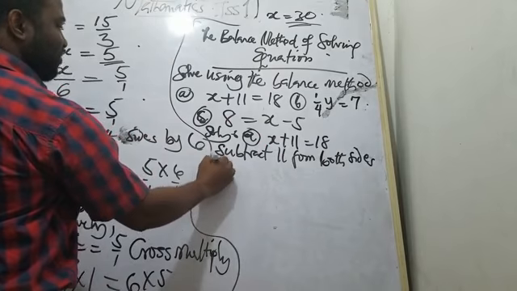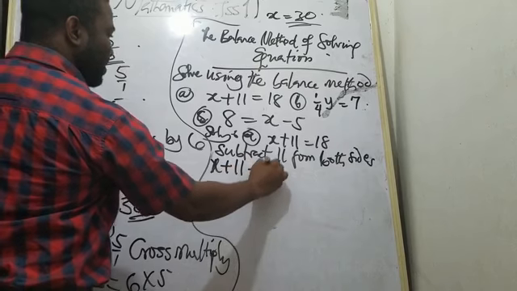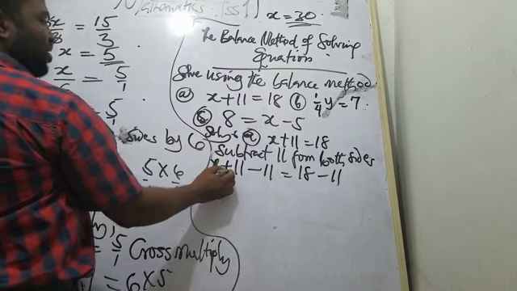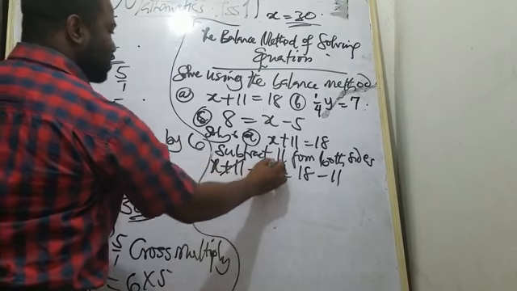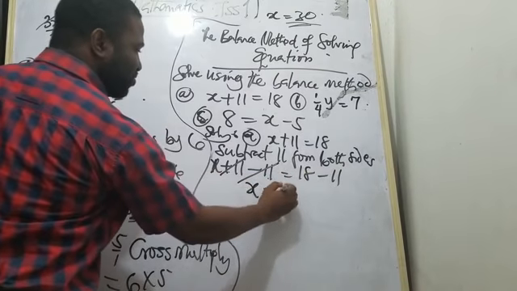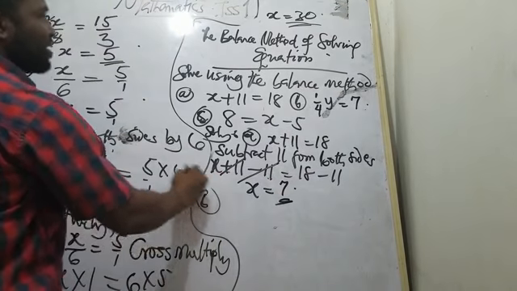So that you can have x plus 11 minus 11 is equal to 18 minus 11. So plus 11 minus 11 will give you 0. What do you have left? x is equal to 18 minus 11. You have 7. Alright? Now let's take number B.